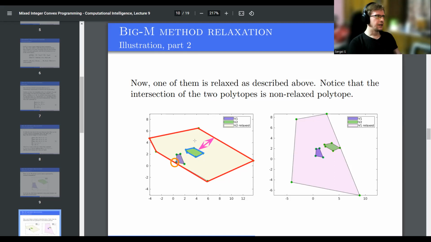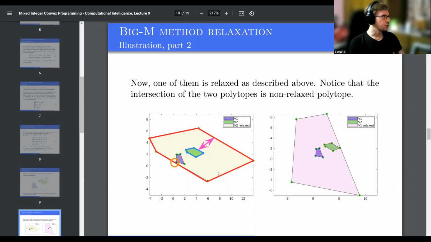Probably not. The reason why I say probably not is because you have to choose your big M in such a way that, how should I put it? If A is row-wise normalized, so rows of A are all equal to 1 by the Euclidean norm, then you would have your distance here to be equal to big M. But if not, then not. Okay, so that is the thing.